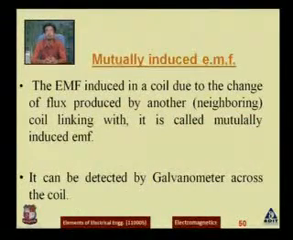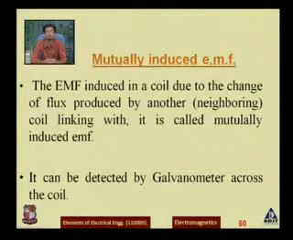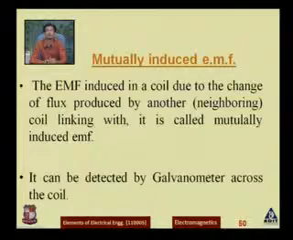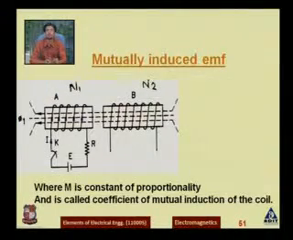Okay, now we'll see mutually induced EMF. The EMF that is induced in a coil due to the change of flux produced by another neighboring coil linking with it is called the mutually induced EMF. It can of course be detected by a galvanometer across the coil. Now we will see one demonstration. If I put two different coils, one having N1 turns and another having N2 turns, and connect one with a battery and one resistance, this K is the switch.